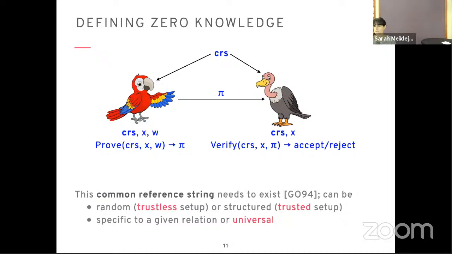Equally, the common reference string can be specific to a given relation. It can allow you to prove only one type of thing, or it can be what we call universal, meaning you can use it to prove any relation, or at least very broad classes of relations. Okay, so again, this is an inherent part of non-interactive zero-knowledge proofs and will definitely be important later in the talk. So for now, let's go back to zero-knowledge.